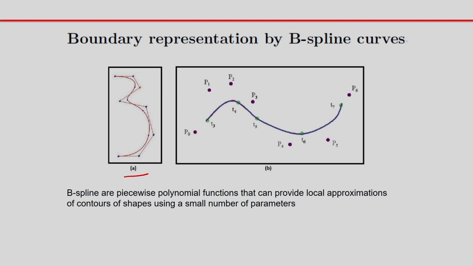And in the figure, A shows a B-spline curve of degree 3. I am considering the B-spline curve of degree 3, and it is defined by 8 control points. I have shown the 8 control points here: 1, 2, 3, 4, 5, 6, 7, 8. So 8 control points are considered to represent the boundary.